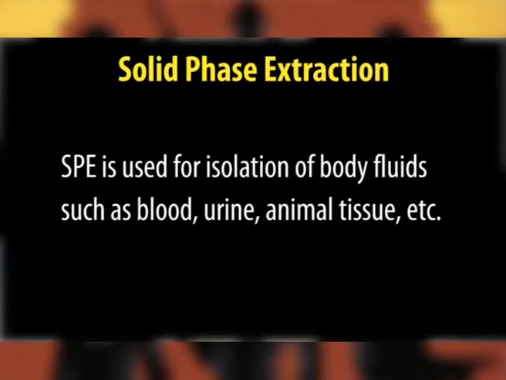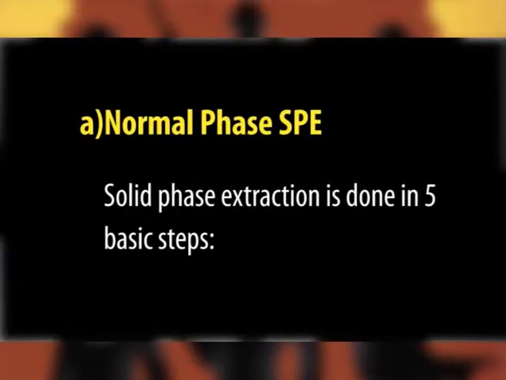SPE is used for isolation from body fluids such as blood, urine, animal tissue, etc. It is divided into three categories: normal phase SPE. Solid phase extraction is done in 5 basic steps.